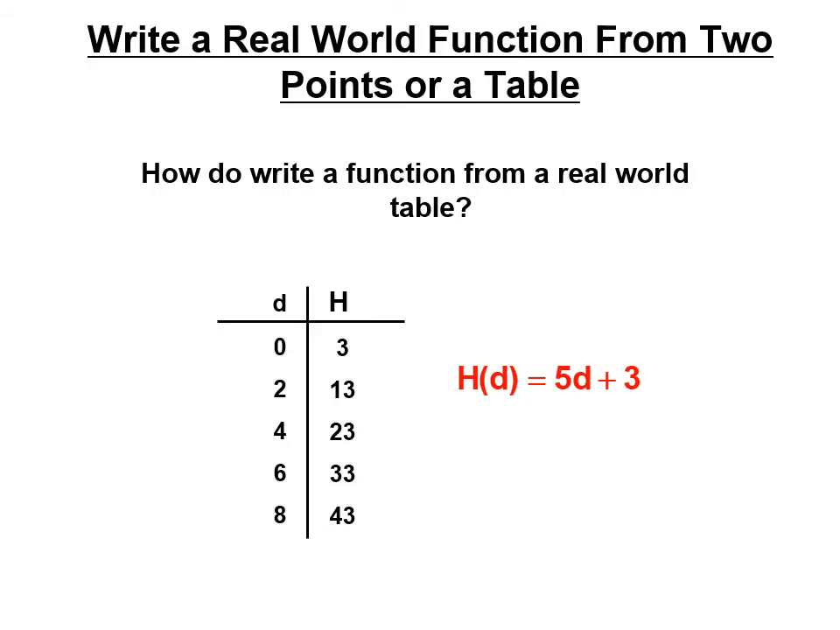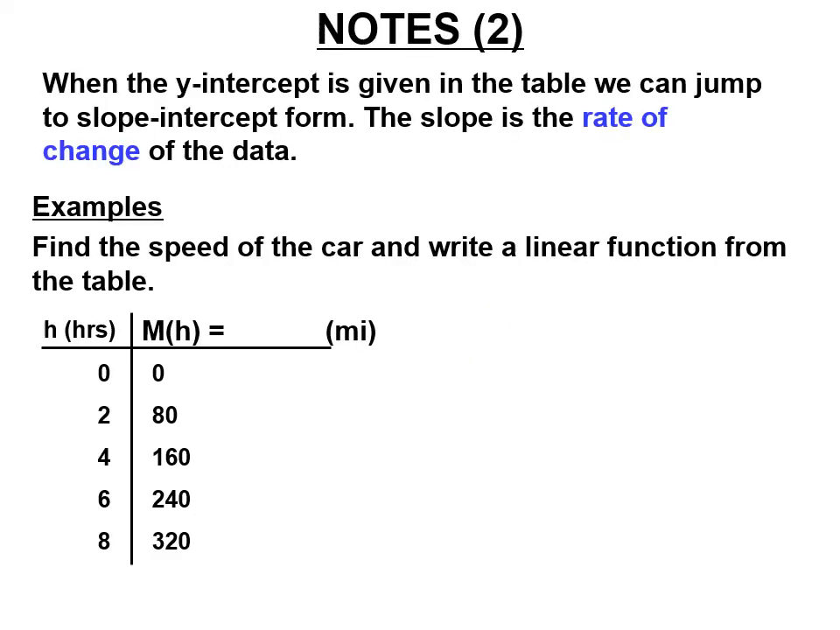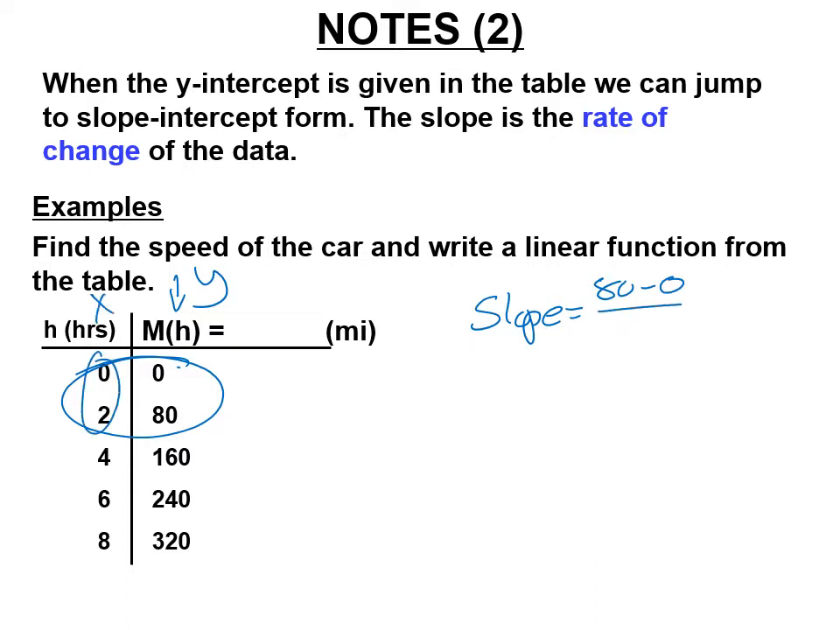Okay, so we're going to do this with a real world table. So we're going to use our function notation. So that's h of d, and we will see that. So first thing you're going to do is find the slope, right? The slope is 80, the y's. This would be the y thing, so that goes up top. 80 minus 0. This would be the x's, even though it's h. 2 minus 0, and you get 80 over 2, or 40. What does that mean? The car was going 40 miles per hour.